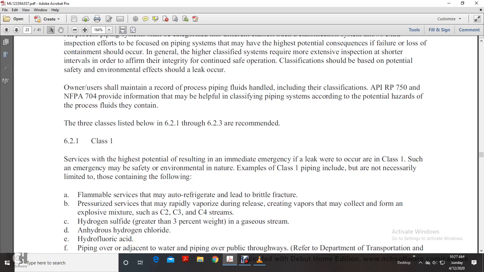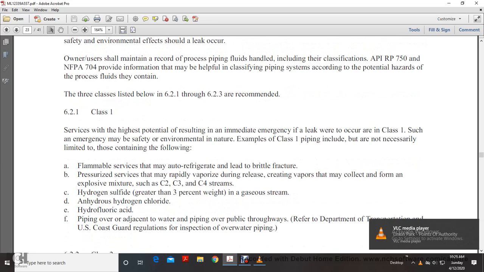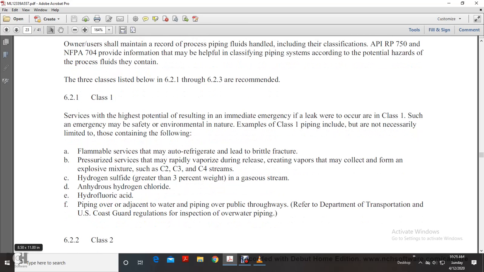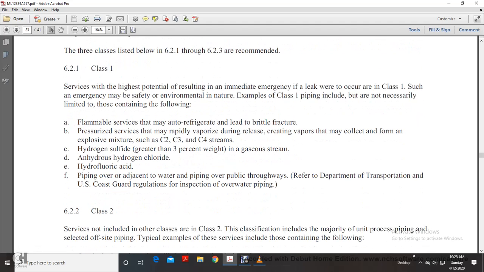6.2.1 Class 1. Services with the highest potential of resulting in an immediate emergency if a leak were to occur are in Class 1. Such an emergency may be safety or environmental in nature. Class 1 piping includes, but is not necessarily limited to, those containing the following: flammable services that may auto-refrigerate and lead to brittle fracture; pressurized services that rapidly vaporize during release, creating vapors that may collect and form an explosive mixture, such as C2, C3, and C4 streams; hydrogen sulfide greater than 3% weight in a gaseous stream; hydrogen chloride and hydrofluoric acid; and piping over or adjacent to water and other public throughways. Refer to Department of Transportation and U.S. Coast Guard regulations for inspection of over-water piping.